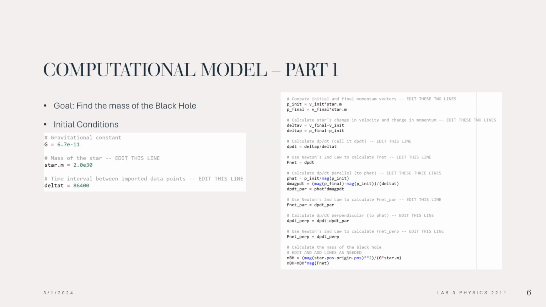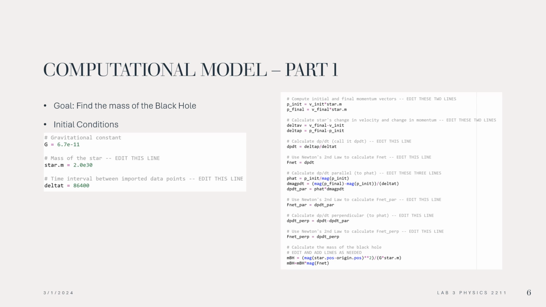This is the computational model. Our goal was to find the black hole in part 1. These initial conditions were pretty standard. We were given the star mass. Delta t is essentially how many seconds are in one day. Over here is essentially all the code we used. The first few lines are pretty standard: you're just finding momentum, change in velocity, change in momentum, final minus initial. Then dp dt is the change in momentum divided by the change in time. That's what delta p and delta t are. Then F net is equal to dp dt. That's just Newton's second law.